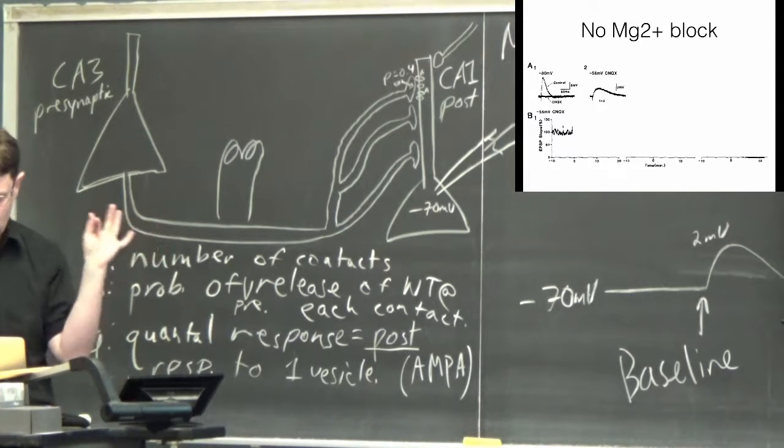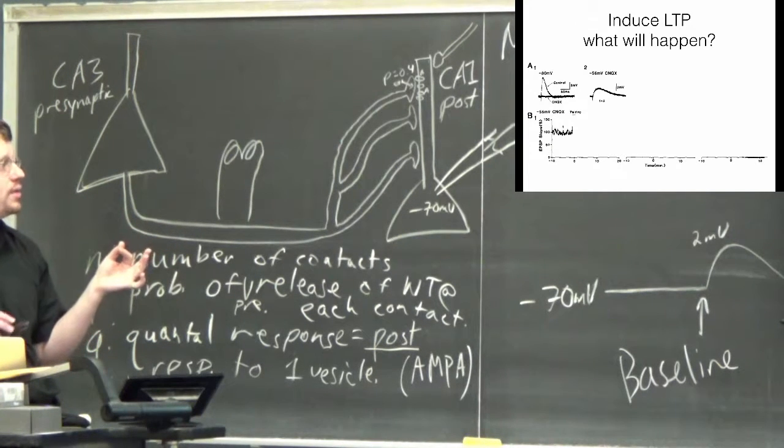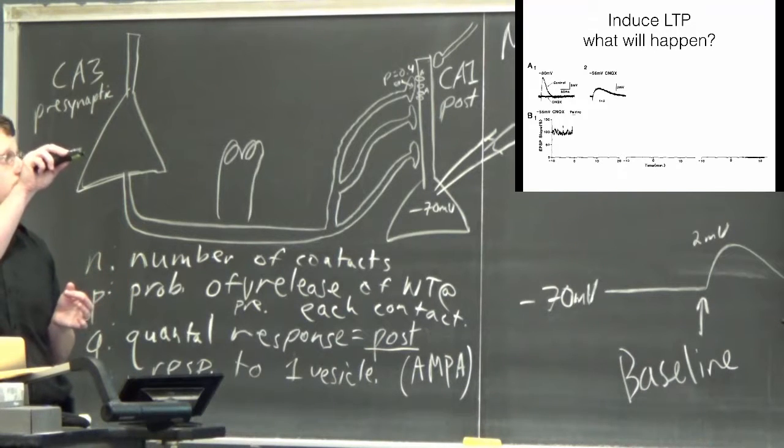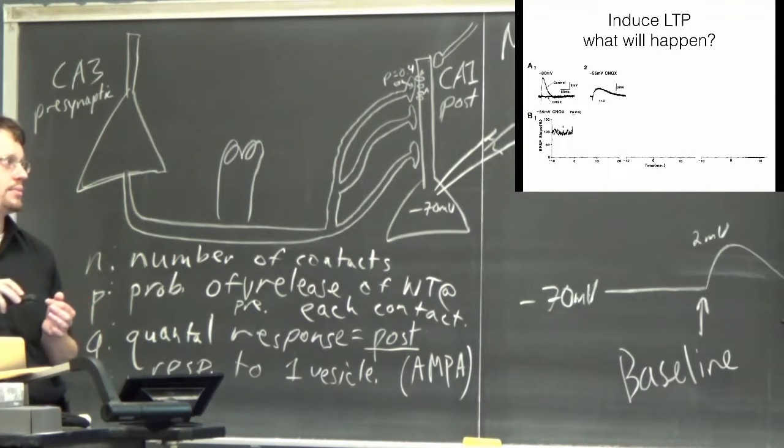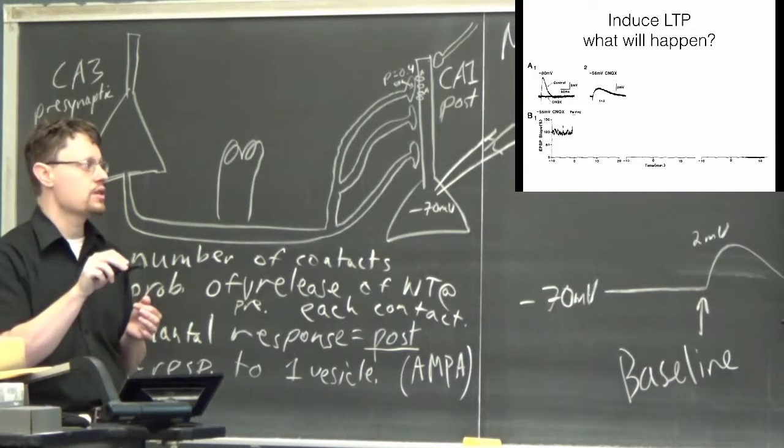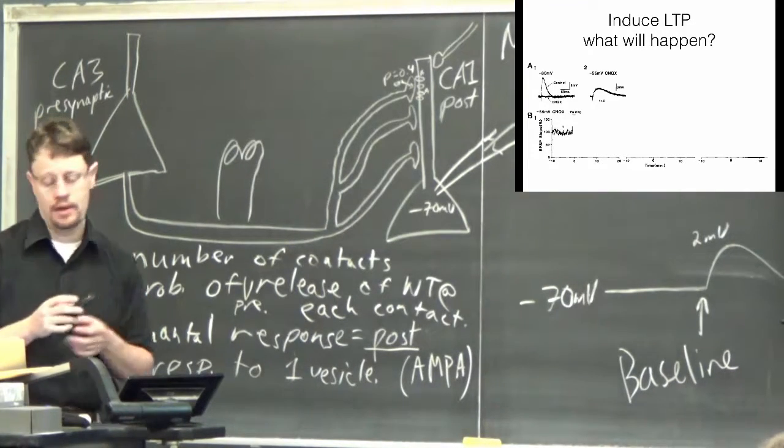Anyway, that's what they've got going on, and then what they're going to do is induce LTP. This pairing is a way to make this cell go through an LTP process. The whole time, keeping this AMPA receptor drug on blocks the AMPA receptors, and then they're going to ask what's going to happen afterwards.